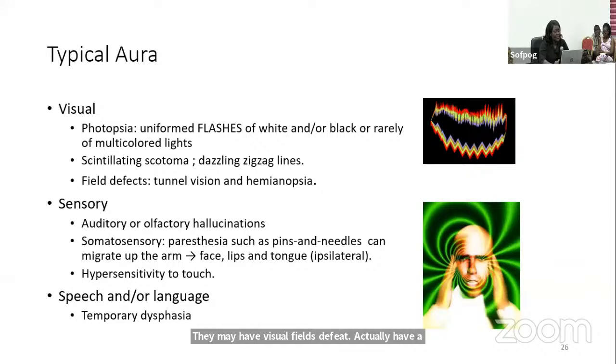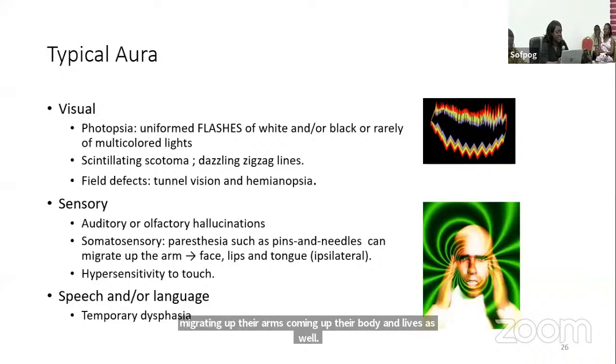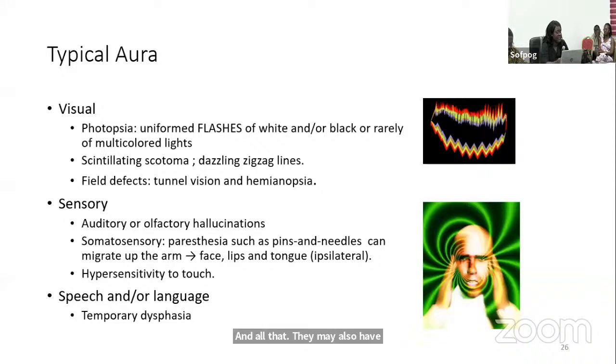For sensory aura, they may have auditory or olfactory hallucinations. They may have paresthesias, a pins and needles sensation, migrating up their arms, coming up their body and lips as well. They may also have speech or language aura, which may present as a temporary dysphasia, either receptive or expressive.